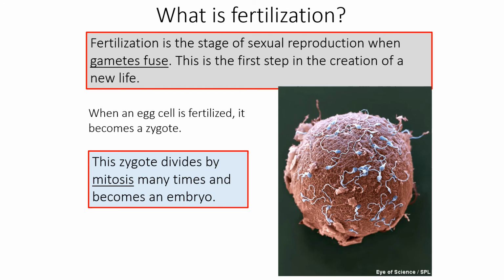When an egg cell is fertilized, it becomes a zygote. This zygote divides by mitosis many times and becomes an embryo. The combination of genes on the chromosomes of every newly fertilized egg is unique. Once fertilization is complete, the unique new cell begins to divide by mitosis to form a new individual. The number of cells increases rapidly. As the embryo develops, the cells start to differentiate to form different tissues, organs and organ systems.